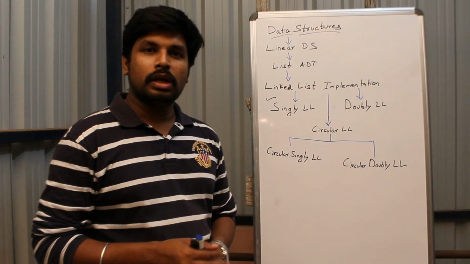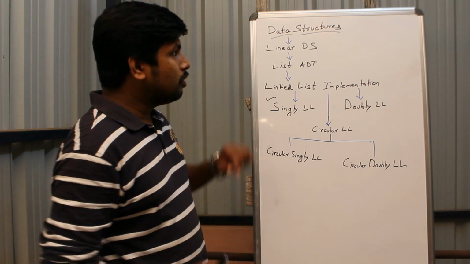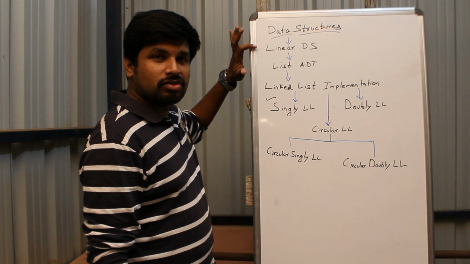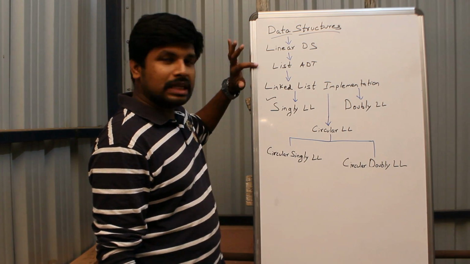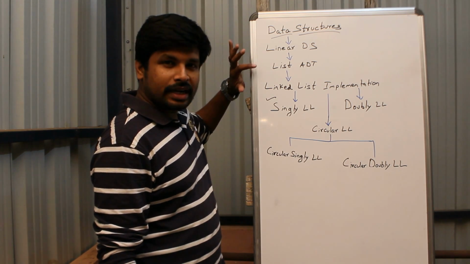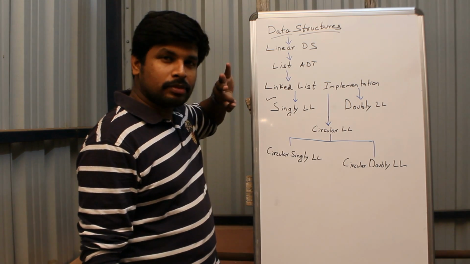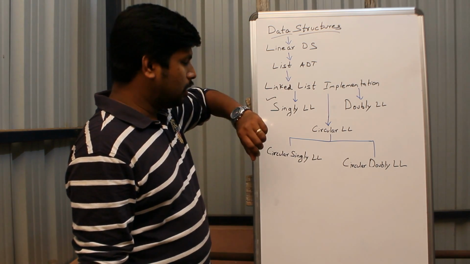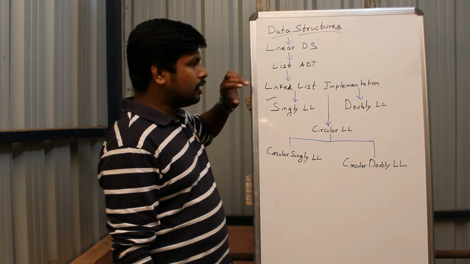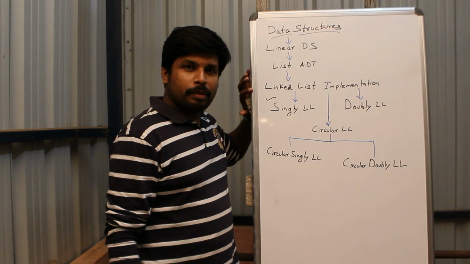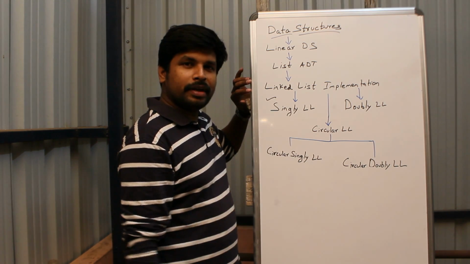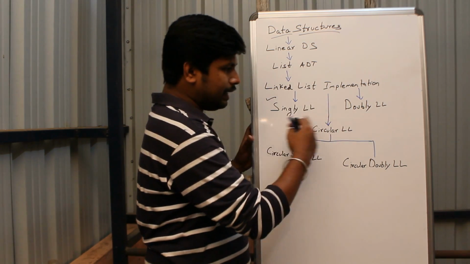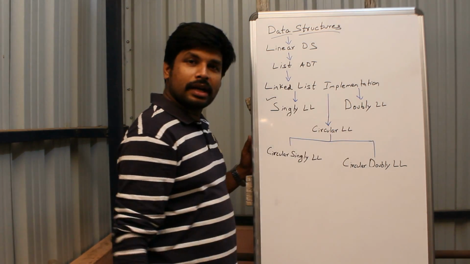Moving on to linked list implementation. Where are we? We are in data structures, where we are seeing the types of linear data structures, where the first type is list ADT, list abstract data type, and there are three types of implementation: array implementation, linked list implementation, and cursor implementation. We have so far seen array implementation, and this is linked list implementation. Linked list implementation consists of three techniques: singly linked list, doubly linked list, and circular linked list.